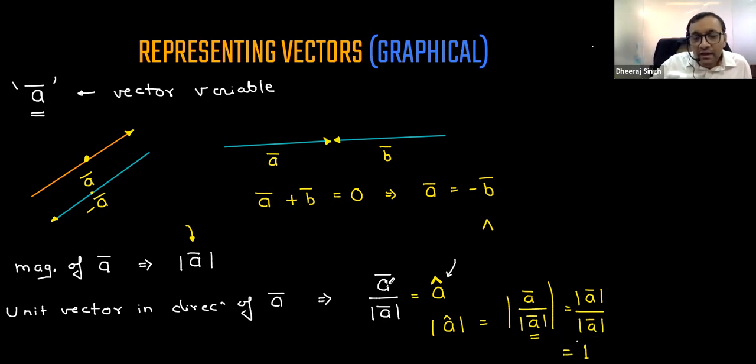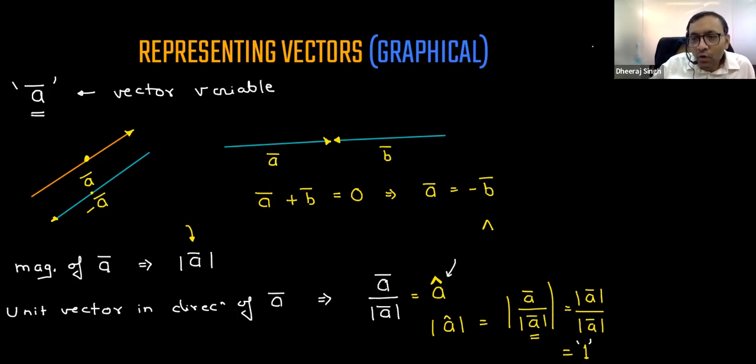And how is it done? You divide vector A by its own magnitude. Is it clear to all of you? Type in. Okay. I hope there are no doubts still. No doubts.